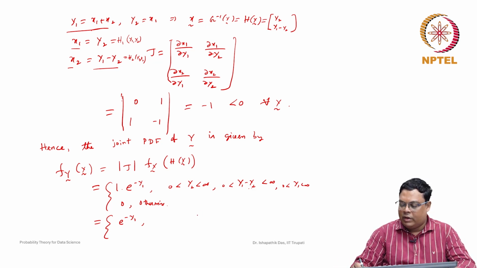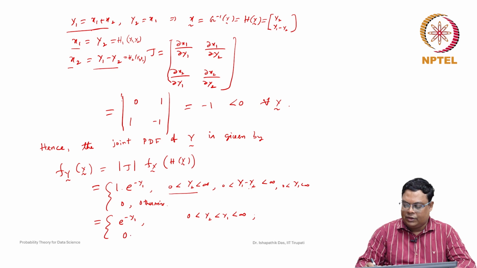So from here we can combine these three inequalities, and you can see that this is 0 less than y2, less than y1, less than infinity. Because if you add y2 to both sides, y1 has to be greater than y2, and y2 is already greater than 0, and y1 is less than infinity. That's why we can combinedly write this, otherwise this value will be 0. So this is the joint probability density function of y.